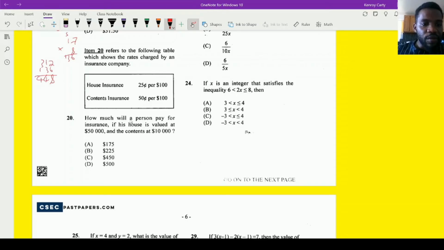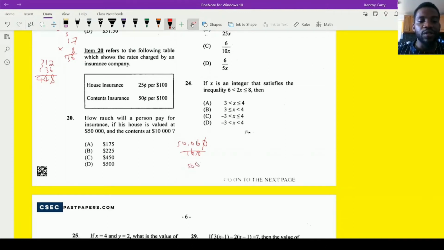All right. So it says, how much will a person pay for insurance if the house is valued at 50,000 and the content at 10,000? Bear in mind that for house insurance, it's 25 cents per 100. So if I have $50,000, how many? I'm gonna have to find out how many hundreds do I have in 50,000. I simply divide 50,000 by 100. Now this is straightforward. You cancel the zeros. So I have 500 hundreds.